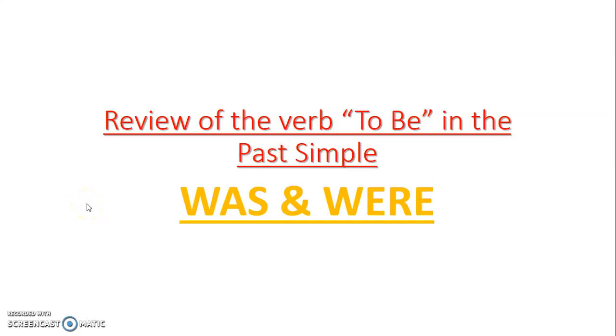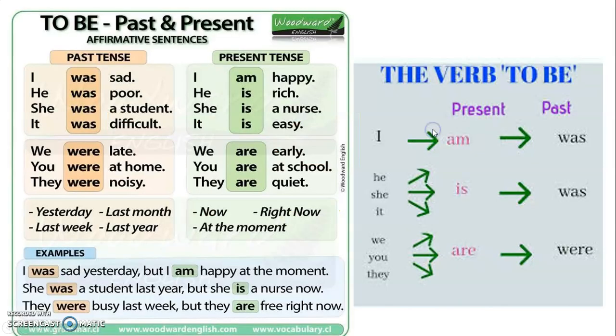Hi, in this video we will do a review of the verb to be in the past simple, which is was and were. So the verb to be has here two forms, the past and the present. So let's look at the difference between both.